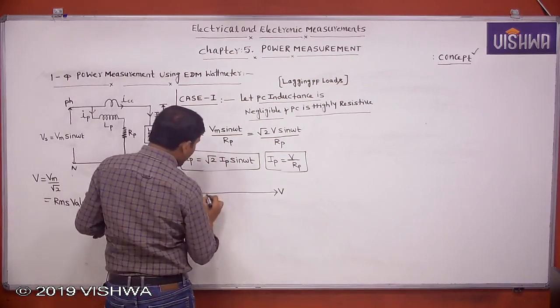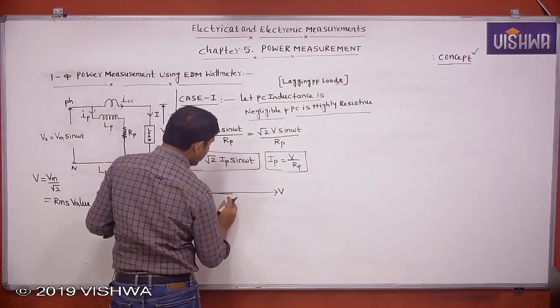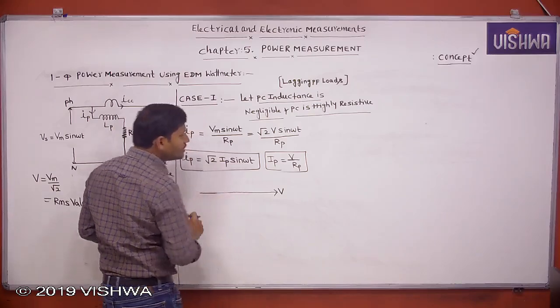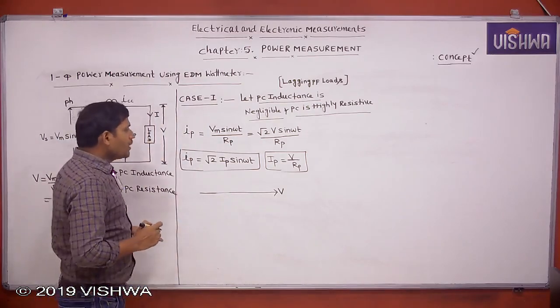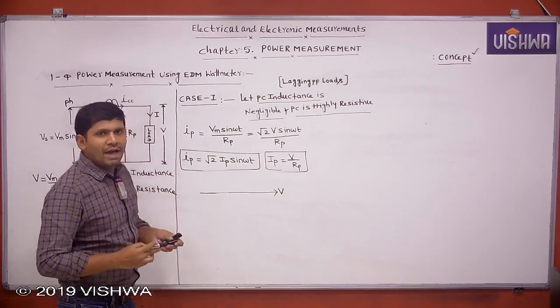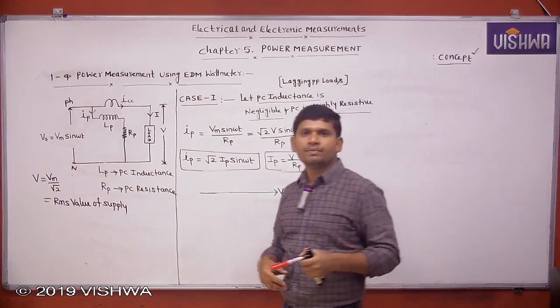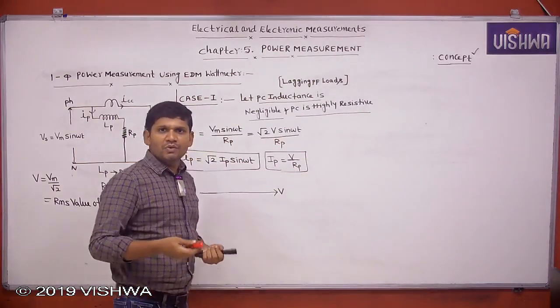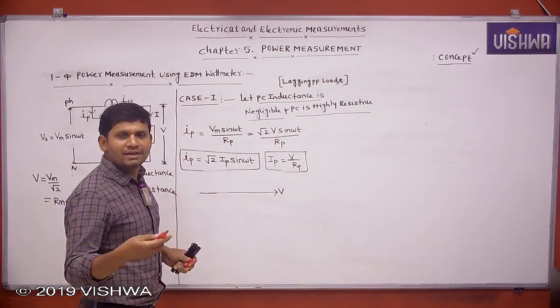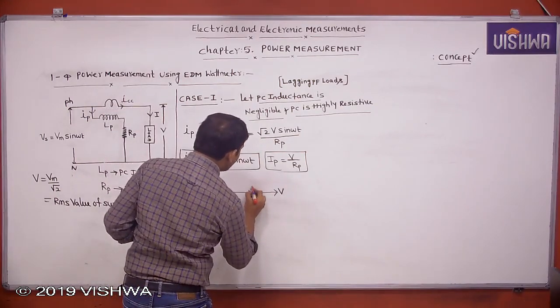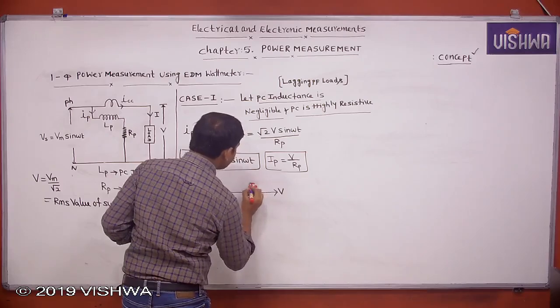Now, let the supply voltage be V, the RMS value of the supply voltage. Now, what about the pressure coil current? Does it lag the voltage, lead the voltage, or is it in phase with the voltage? Yes, in phase with the voltage, because we are assuming that the pressure coil inductance is negligible and it has only resistance. That's why the pressure coil current is in phase with the voltage.